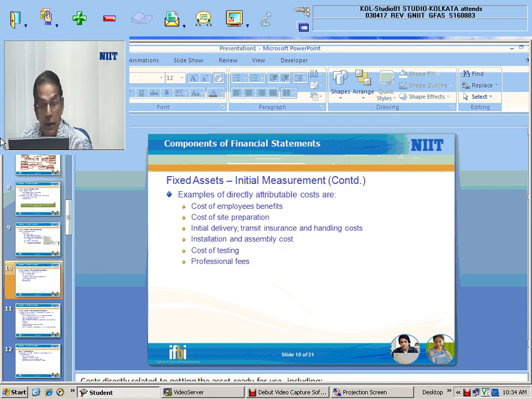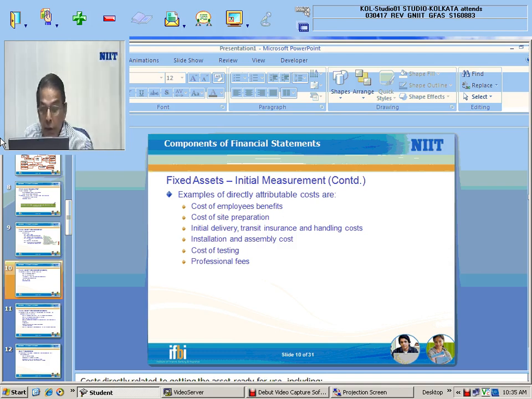So these are all directly attributable costs. The test, whether a cost is directly attributable or not, the best test is: if that cost is not incurred, would the acquisition have been possible or not? The cost which is directly attributable is the cost without incurring which the acquisition of that plant and machinery, or that particular item of property, plant and equipment, would not have been possible. That is the test. So, cost directly related to getting the asset ready for use. These are called directly attributable costs.